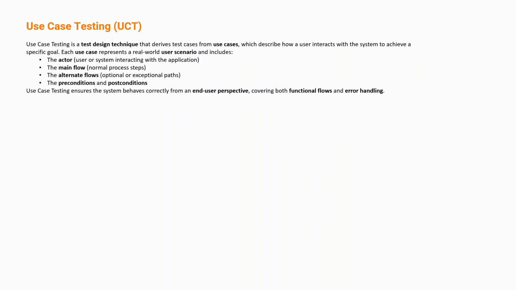The main flow, the normal process steps, the alternate flows, the optional or exceptional paths, the preconditions and the post conditions. Use case testing ensures the system behaves correctly from an end-to-end perspective, covering both functional and the exceptional or error handling. The goal of use case testing is to validate that the system meets the business and user requirements correctly, and ensure end-to-end flow coverage for real scenarios.